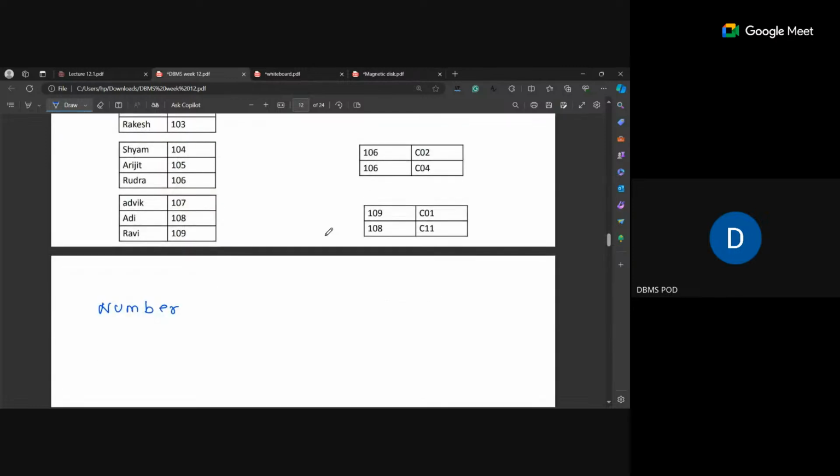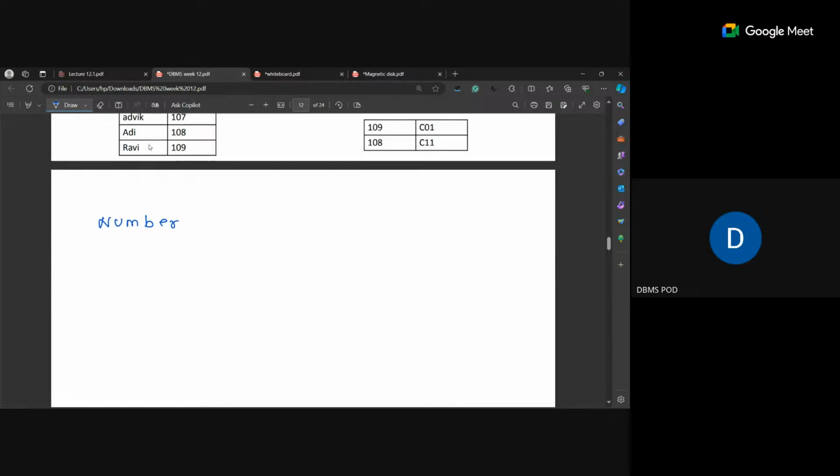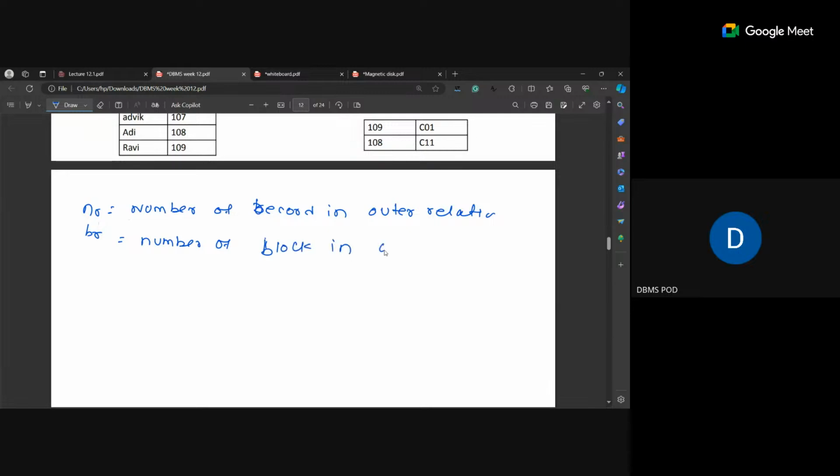Number of block transfers. Suppose NR means the number of records in the outer relation, and BR means the number of blocks in the outer relation.